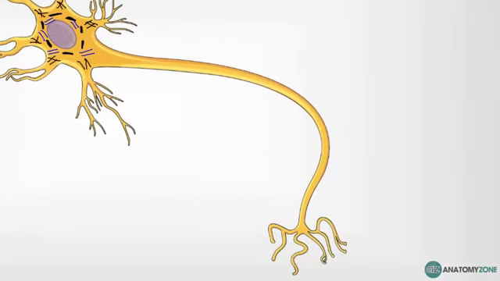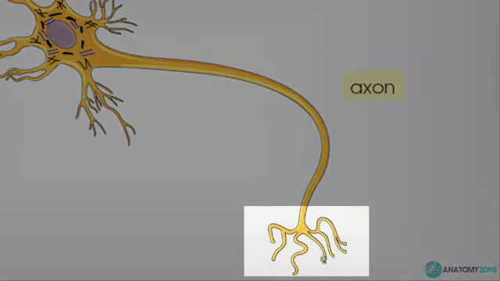Next, coming off from the cell body and extending the length of the neuron is the axon. Each neuron has one axon which projects to the target cells, and this axon, as you can see at the end, has these several branches. The axon can branch several times to many other cells.